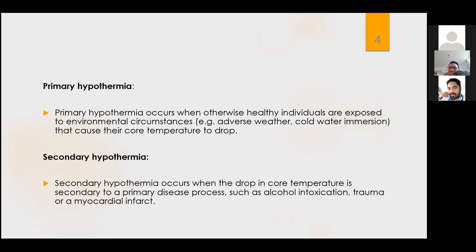And going forward, what is secondary hypothermia? Basically, secondary hypothermia occurs when there's a drop in body core temperature secondary to a primary disease process, such as when people drink a lot of alcohol and are intoxicated, or in the case of trauma, and in a case of myocardial infarct.